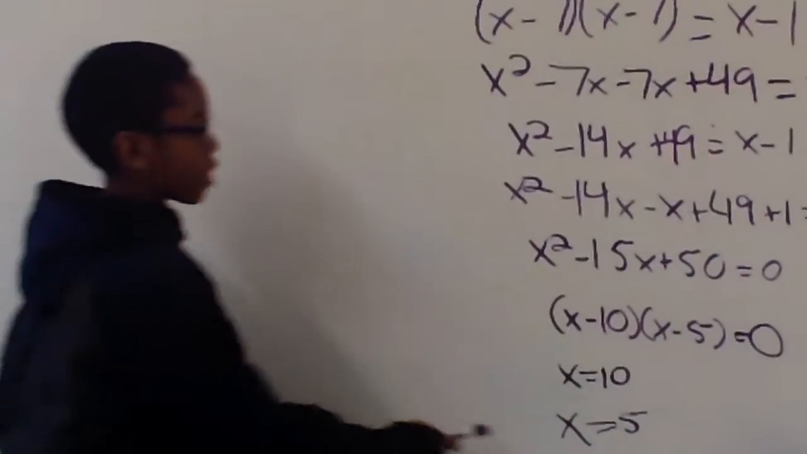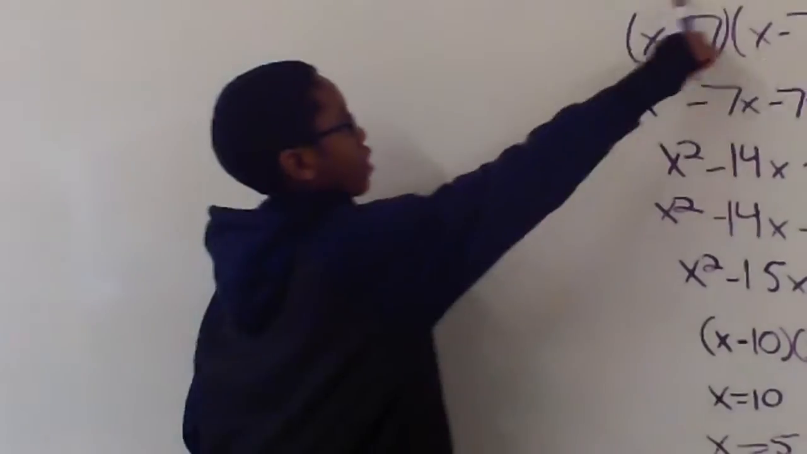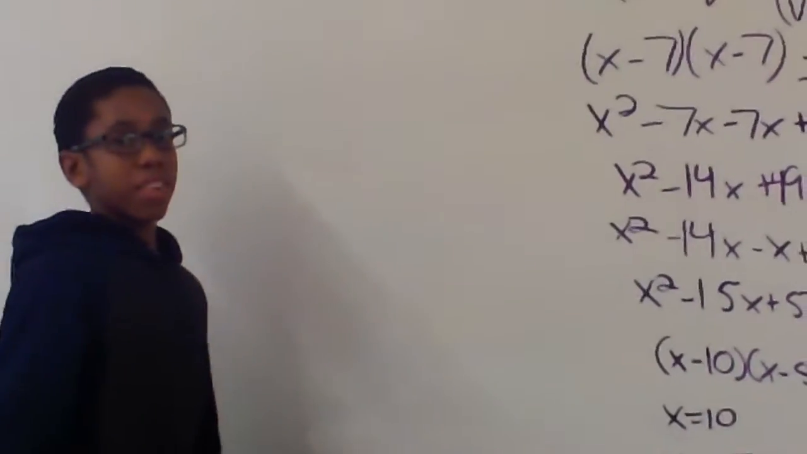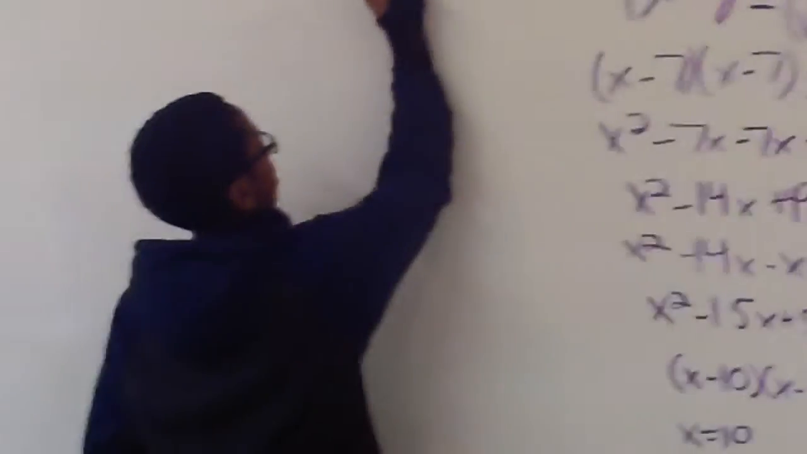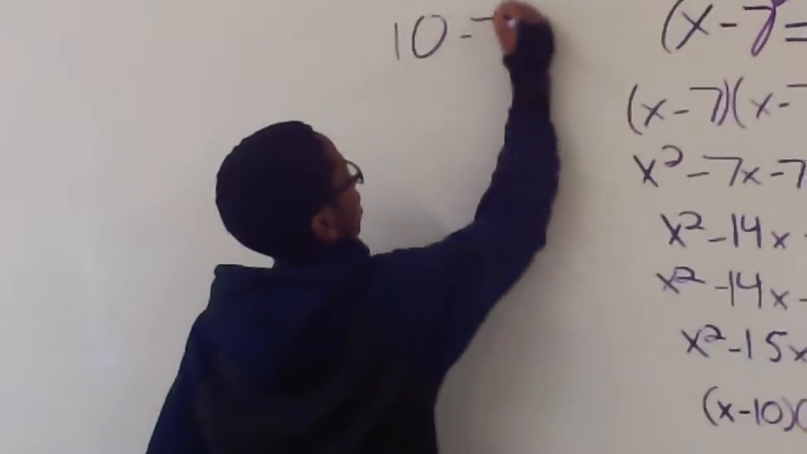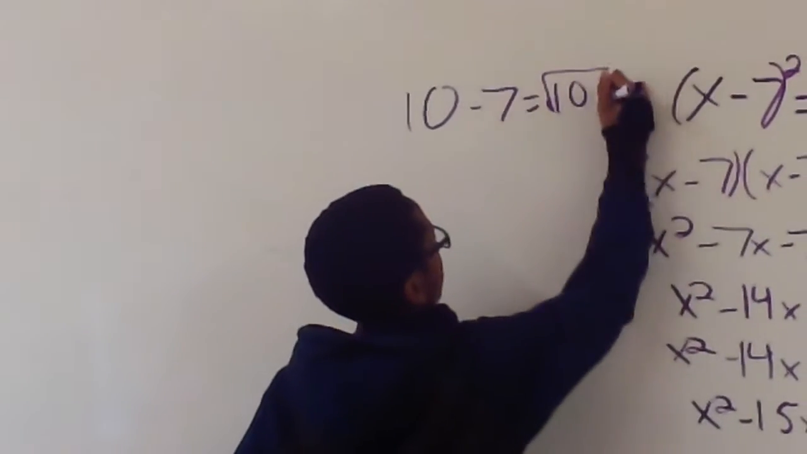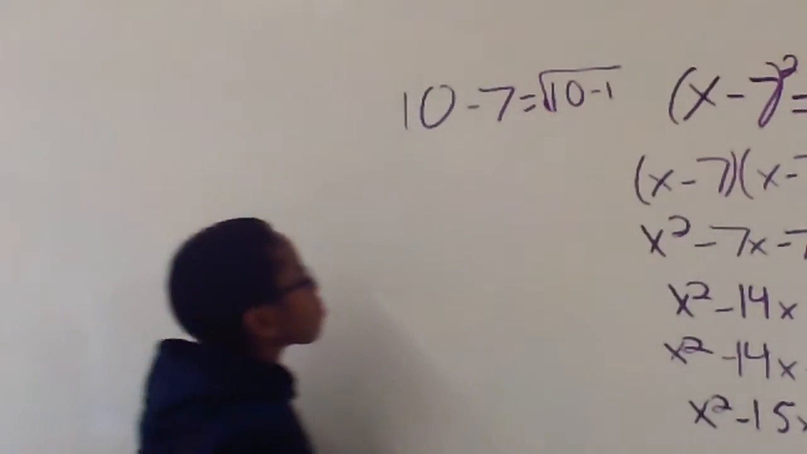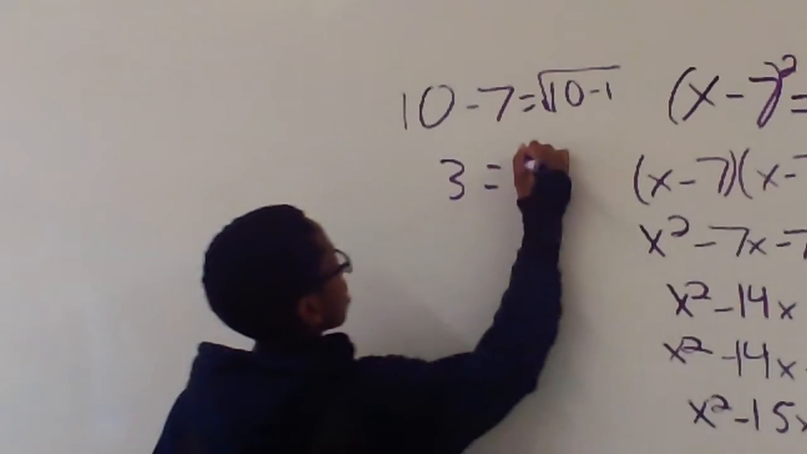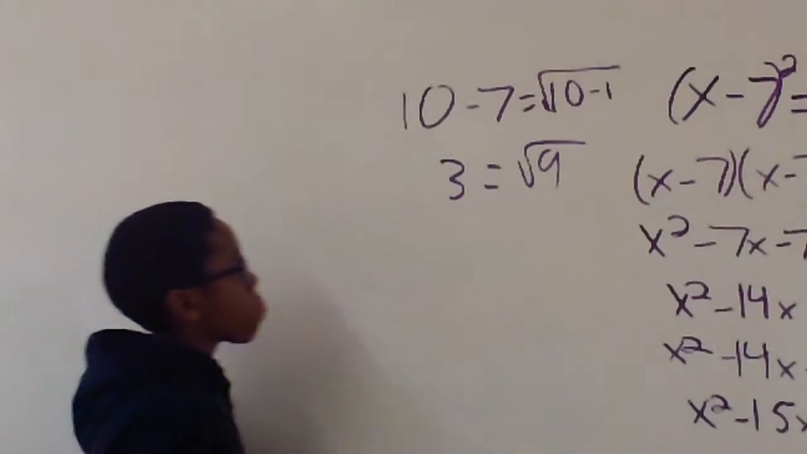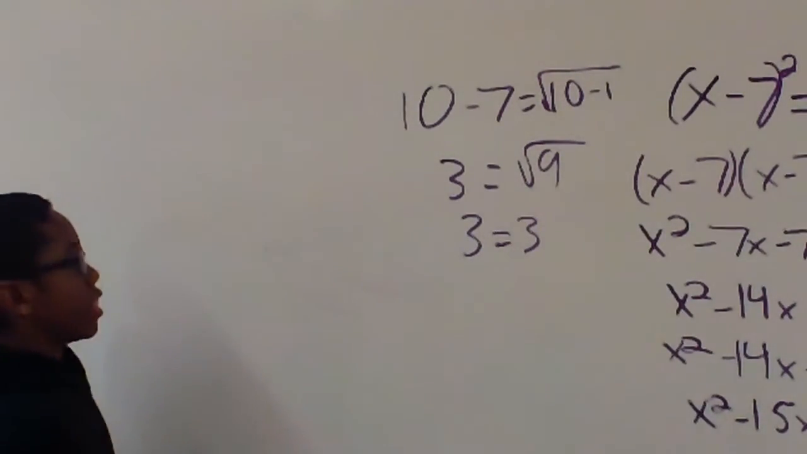Now, once you figure out your two solutions, you have to plug them back into the original equation to see if it works out. So, let's start with the 10. So 10 minus 7 equals the square root of 10 minus 1. Now this side simplifies to 3, and this side simplifies to the square root of 9. Now you get 3 equals 3, because the square root of 9 is 3.